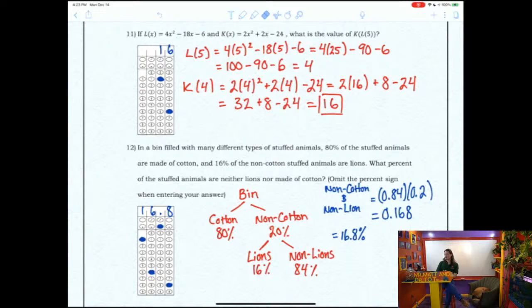For 12, if we separate this bin into cotton and non-cotton, they say that 80% of the stuffed animals are made of cotton, so that means 20% of the stuffed animals are not made of cotton, or made of something that is non-cotton. And then they say 16% of the non-cotton stuffed animals are lions, so that means that 84% are non-lions. If we're going to have both of these criteria together, then we're going to have to multiply them together. So we're going to have 84% times the 20% of the whole bin. And so that's going to give us a final answer of 16.8%.